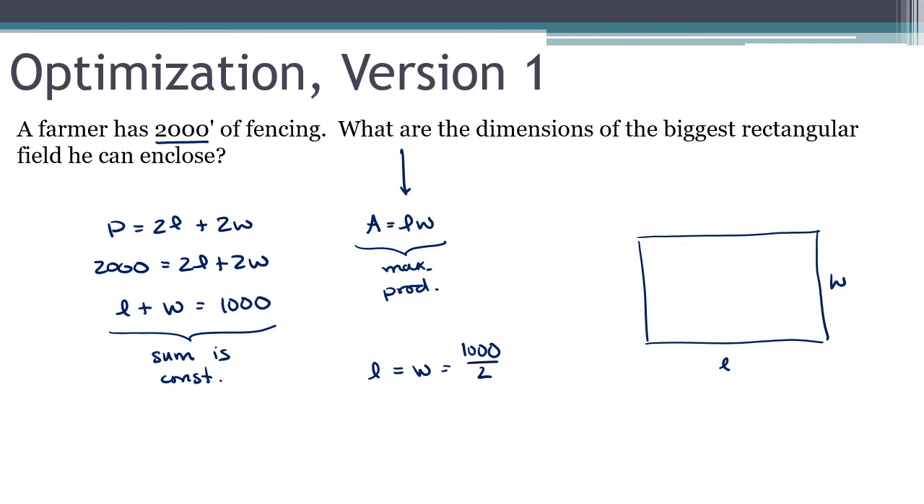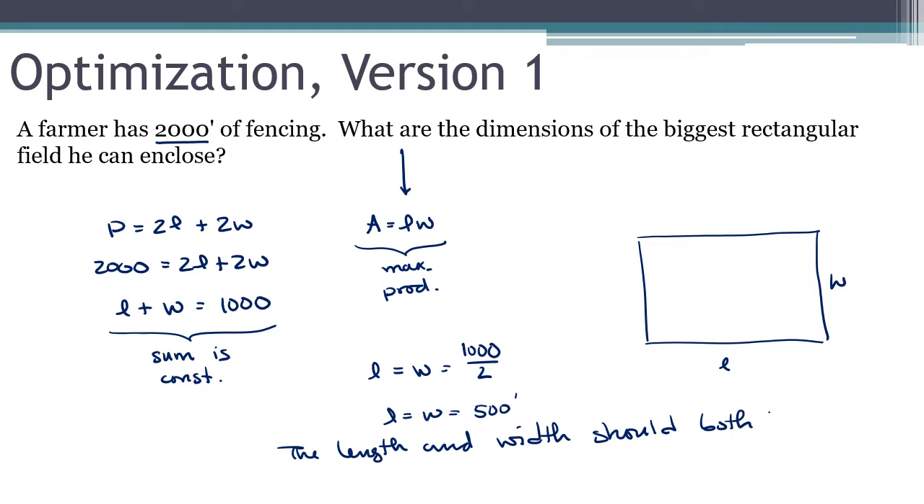All right, so the optimal dimensions, the dimensions that give me the biggest area, will be a 500-foot square. So again, remember when we're doing word problems, we always want to answer the question at the end. So I would say the length and width should both be 500 feet. And there's my answer.